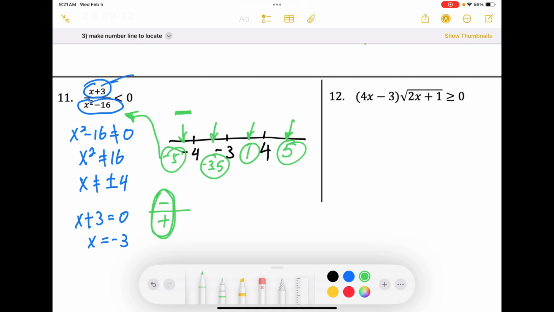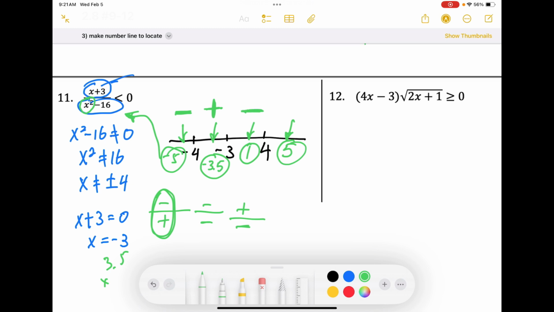When we plug in -3.5, -3.5 plus 3 will be negative, over a positive. 3.5 times 3.5, what will that be? That will be 12.25, right? Minus 16, that will be a negative. So negative divided by negative becomes a positive. When I plug in 1, 1 plus 3 is positive, and 1 squared is 1, minus 16 is a negative. So positive divided by negative, the answer is negative.